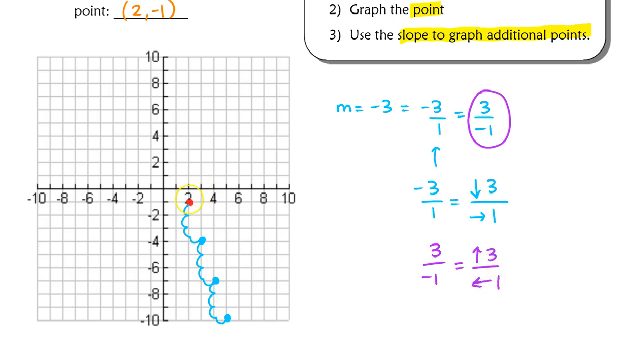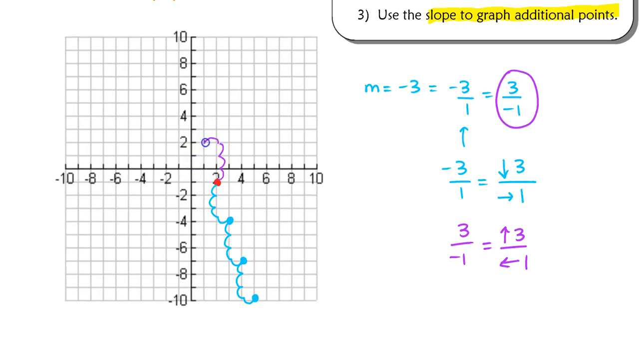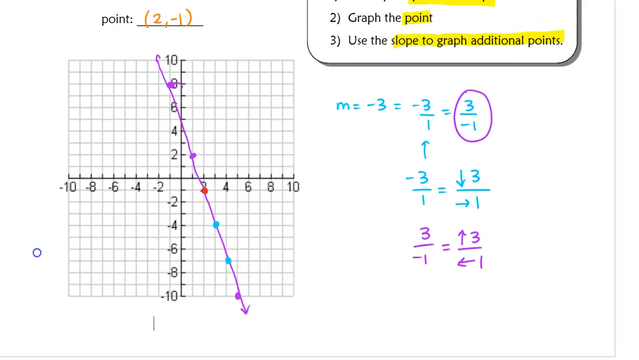From our red point here, I'm going to go up 1, 2, 3 units and then to the left 1. I do that one more time. Up 1, 2, 3, to the left 1. Let's keep going. Up 1, 2, 3, and to the left 1. And now I've got a lot of points here to connect. Let's erase all of our little directions right there. Oops, I got rid of the last one. There it was. And we'll draw a line that goes through those. And there we go. We just graphed an equation in point-slope form.